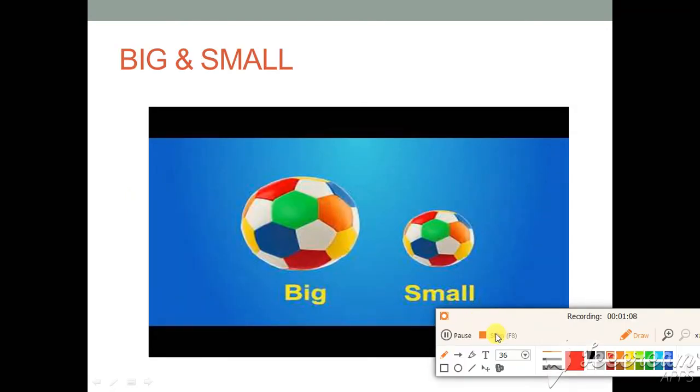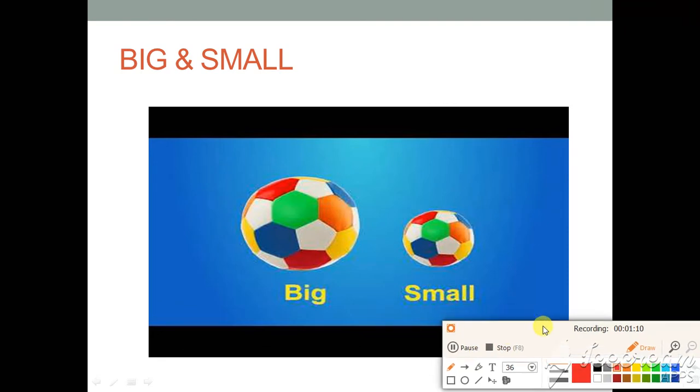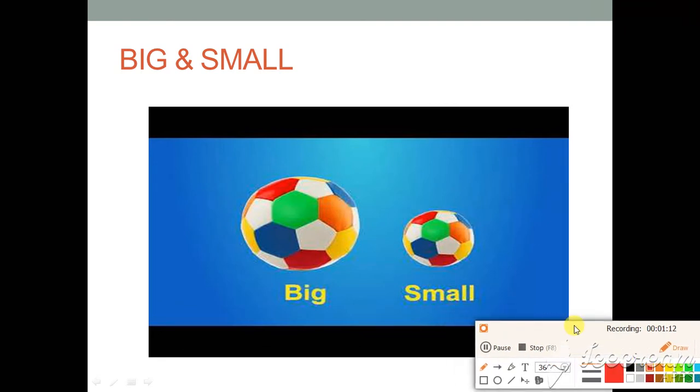Here you can see two balls. Both balls are same. Their colors are also same, but the difference is one is big and the other one is small. How can we differentiate it? You can see, this ball is small and this ball is huge. This is the big ball.